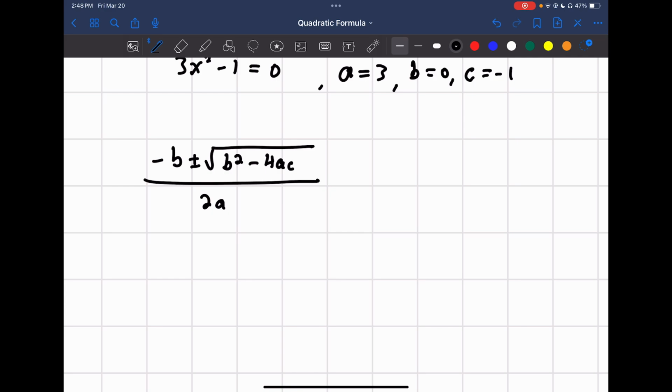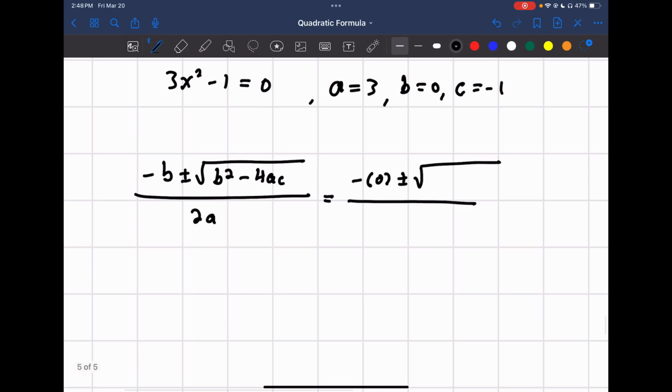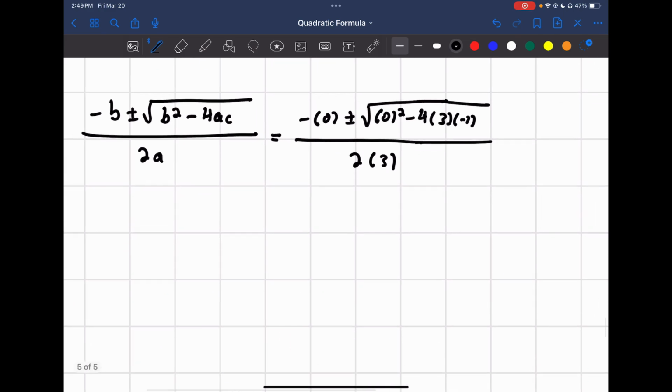And so anyways, let's substitute everything. So it will be minus b, so minus 0, plus or minus the square root of b squared, so 0 squared, minus 4ac. So 4 times a is 3, times c, negative 1. And this is over 2a, so 2 times 3. Now let's simplify everything. So solve.